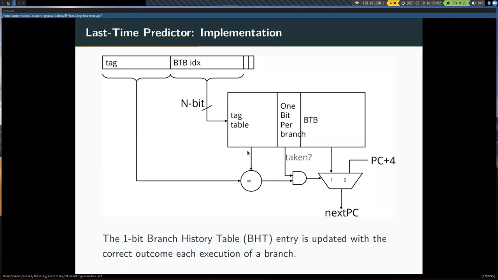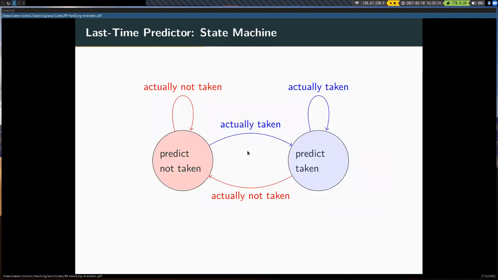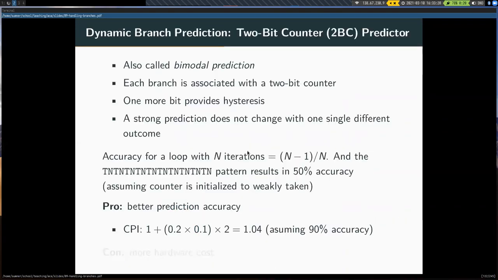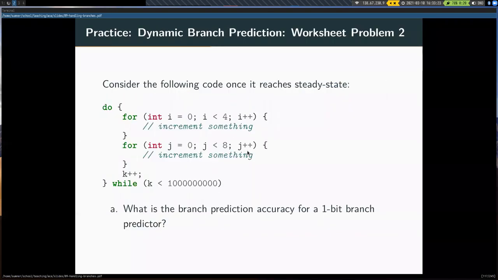So last time I said something incorrect, so apologies. We were looking at this last time predictor. This is the problem that we ended on, trying to figure out the branch prediction accuracy for this one-bit branch predictor. We got the answer right, 9 out of 13, but my reasoning was incorrect, so I want to correct that before we go any further.